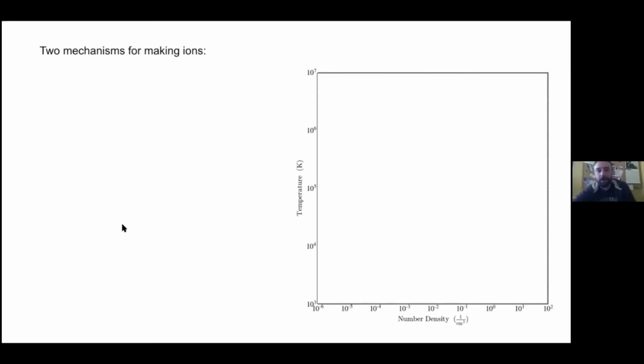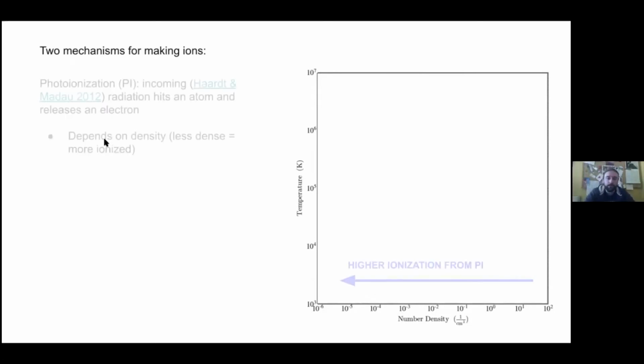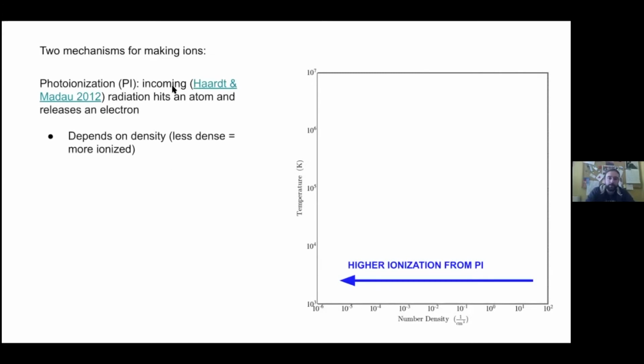So to talk about how we actually make oxygen 6, there's two basic mechanisms for doing it. The first one is called photoionization. So basically this is where you have an ion or an atom that's just floating around in space. It gets hit by an incoming photon from out in the intergalactic medium, or just background radiation. This can also happen from local sources, but in the CGM, local sources are so far away that it doesn't really matter. We're just going to talk about background radiation from Haardt and Madau 2012.